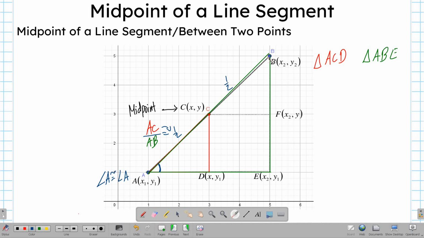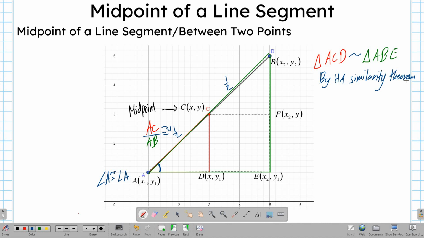Why did I mention that? Because if we have an angle that is congruent and sides that are proportional to each other, and take note that AC and AB are hypotenuses of their respective triangles, we can then conclude that these two triangles are similar. That is the symbol of similarity. The triangle ACD is similar to triangle ABE by HA similarity theorem. Although we don't need to focus on this, it just shows why the two triangles are similar.